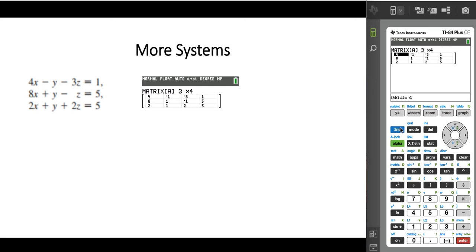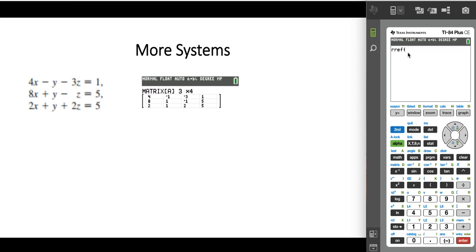So what you have to do now is press second and quit to get back to the main screen. And what we're going to do is have the calculator put this into reduced row echelon form. So you have to press second matrix again, but this time instead of editing it, we're going to toggle over to math. And I always use the up key. You can use the up or the down, but look for the expression RREF. That stands for reduced row echelon form. So RREF, not REF, but RREF. Press enter.